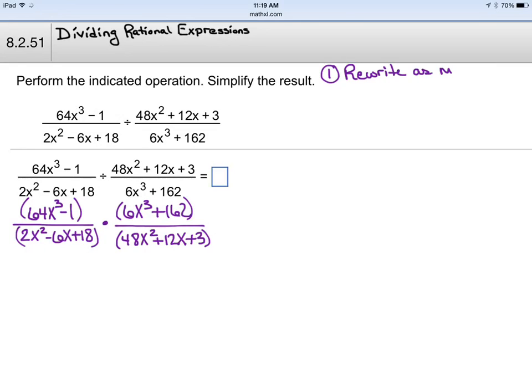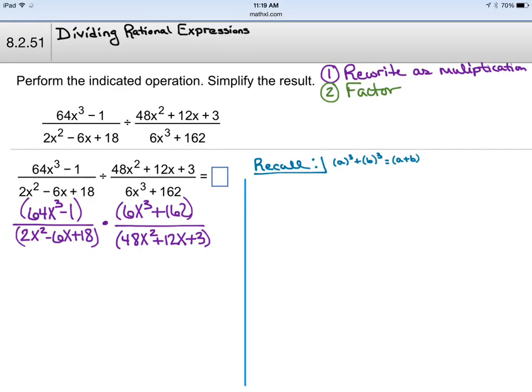Now that we've rewritten it as multiplication, we need to factor all the numerators and denominators. And this is actually the most lengthy part of the process because we have a couple difference of two perfect cubes right here and the sum of two perfect cubes right here. Now, if you recall, we do have a formula for factoring perfect cubes.